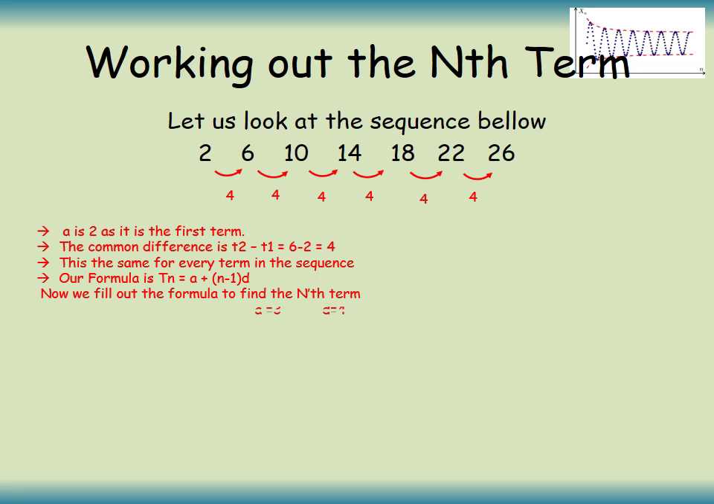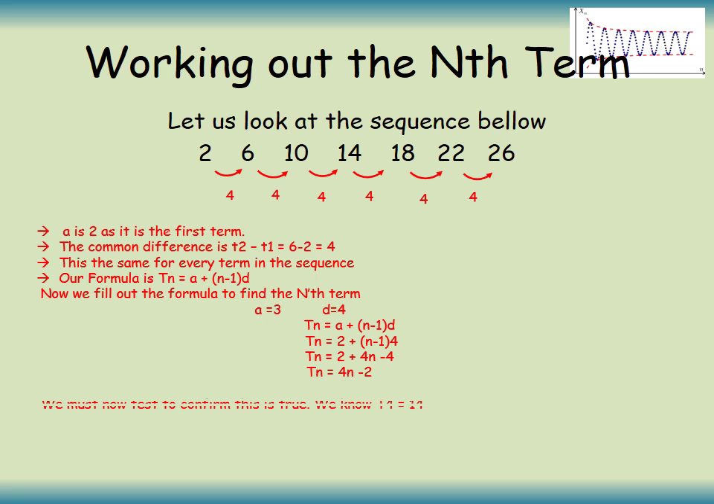A is equal to 2, d is equal to 4. So we fill out the formula Tn is equal to a plus n minus 1 times d. Tn is equal to 2 plus n minus 1 times 4. Tn is equal to 2 plus 4n minus 4. Tn is equal to 4n minus 2.